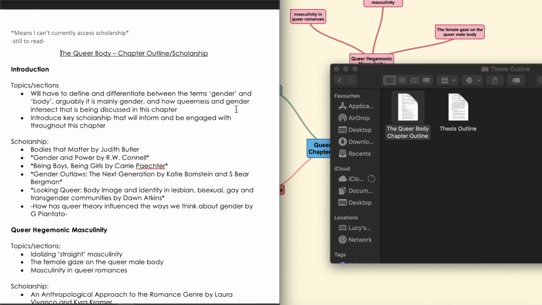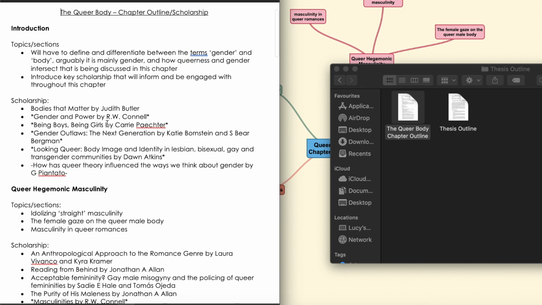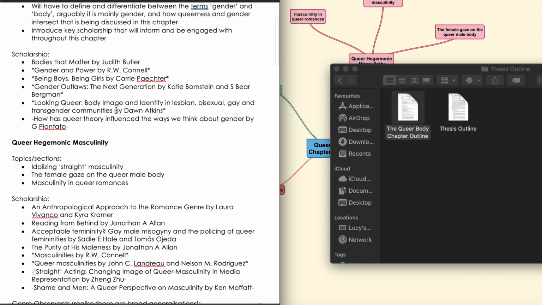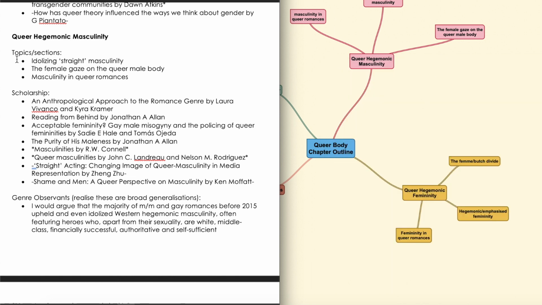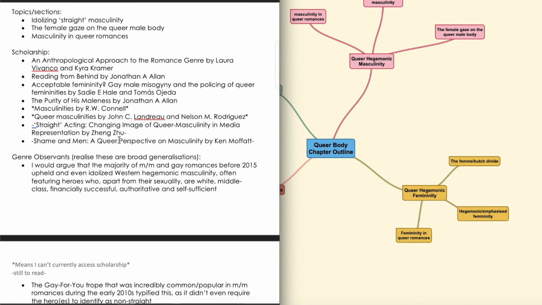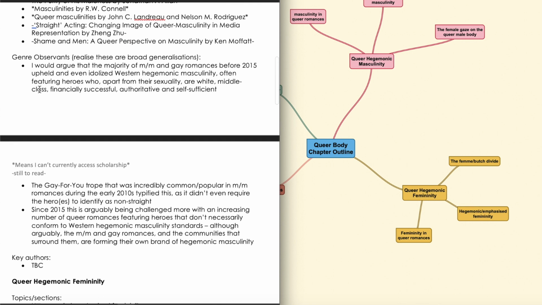This has actually helped me then put together an outline. So this is my queer body chapter outline. And on here, you can see I've got introduction, topics and sections I want to talk about. I've got the key scholarship, I think, for that section. So a lot of these ones in the introduction are kind of the key texts that will help define this as a topic. And then I go into my section. So I'm going to do a section on queer hegemonic masculinity, which we've seen here. And these are the 3 topics I want to cover.